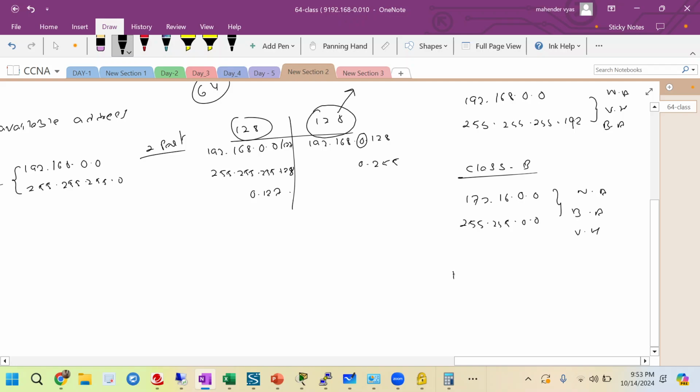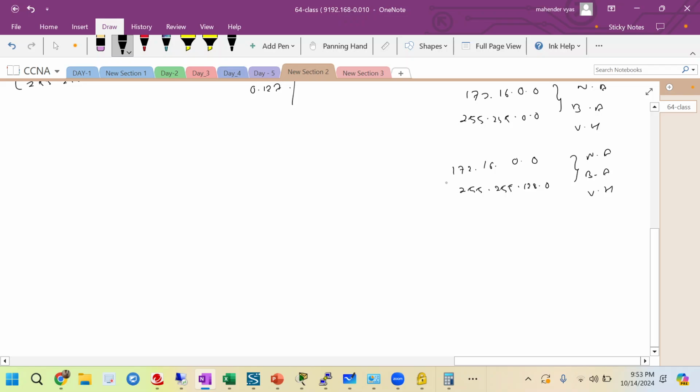Again in this, 172.16.0.0 default mask. I need a network address, broadcast address, valid host. Again in the same address, if I change the mask to 255.255.255.128, what would be the network address, valid host, broadcast address? You find all these things.